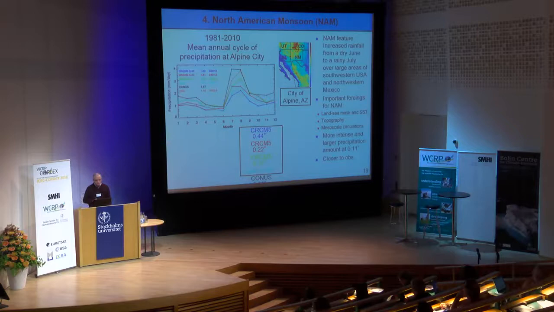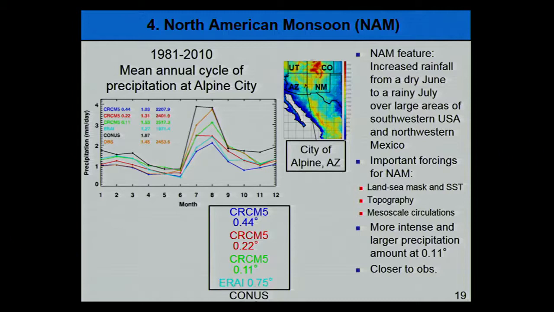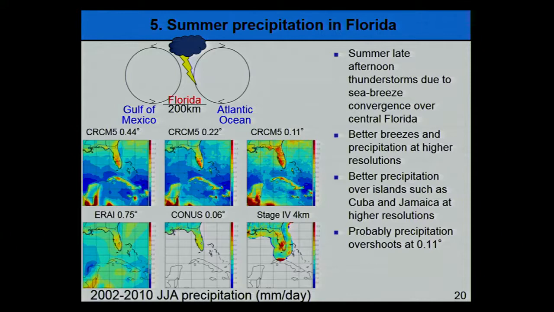The simulation of the North American monsoon, of course, depends on several things, including the land-sea mask and the sea surface temperature contrast, and this is, of course, improved as one goes to higher resolution. Summer precipitation over Florida is characterized by a strong land-sea breeze, so convergence from the Gulf of Mexico to the Atlantic Ocean over Florida, which results in cumulonimbus and precipitation.